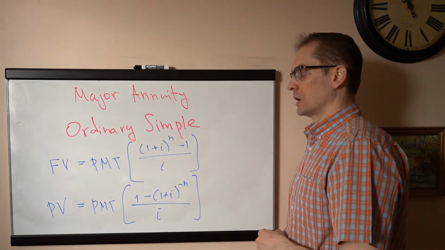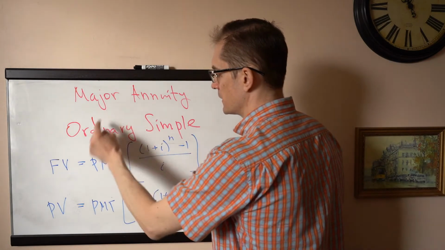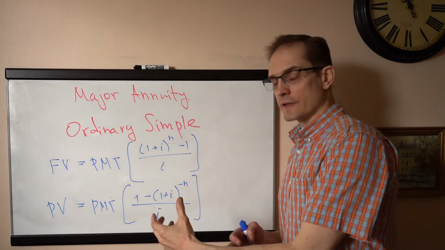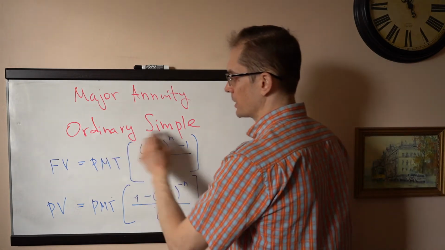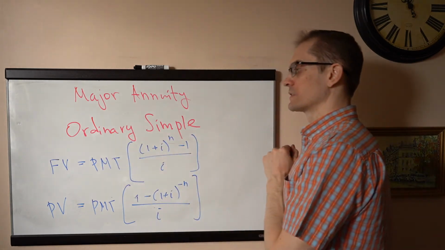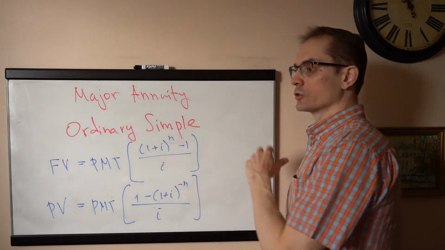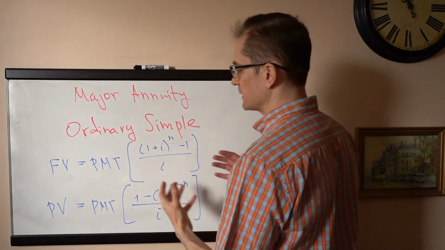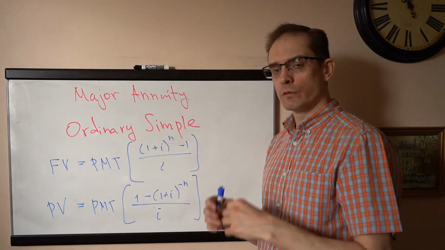Now, we will start exploring these ordinary simple annuities, and then we'll proceed to other types. But for a start, it will be our first important discussion, ordinary simple annuities. So what we'll do next, we'll consider several examples which will highlight how you would use these formulas for ordinary simple annuities.